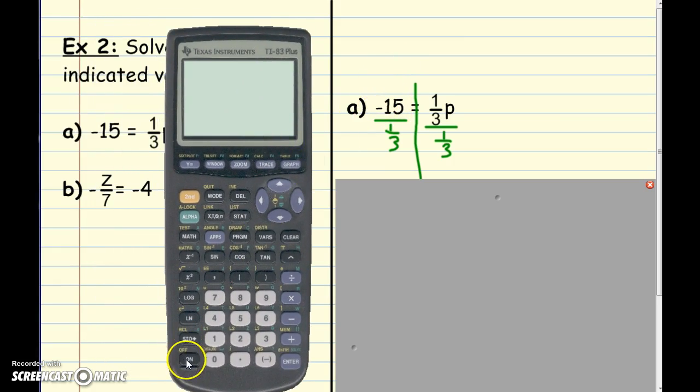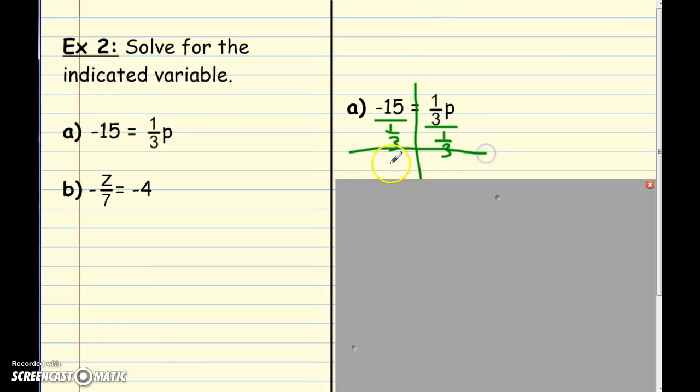Again, to enter that, I'm going to turn my calculator on, and I'm going to do a negative 15 divided by, and anytime we want to enter any fraction into our calculator, we're going to put parentheses, and then I'm going to do 1 divided by 3, and close it off with another parentheses, and then hit equals. So this does equal negative 45. If you're thinking to yourself, how come that isn't negative 5? It's because the rule for dividing by a fraction is actually the same thing as multiplying by its reciprocal.